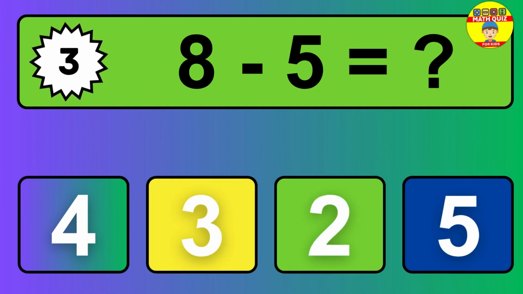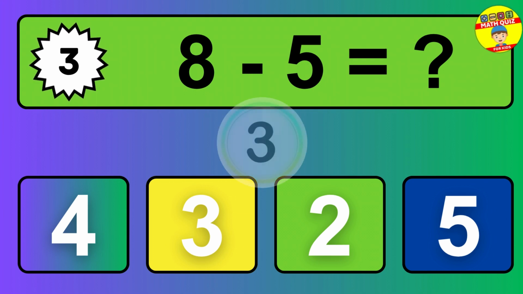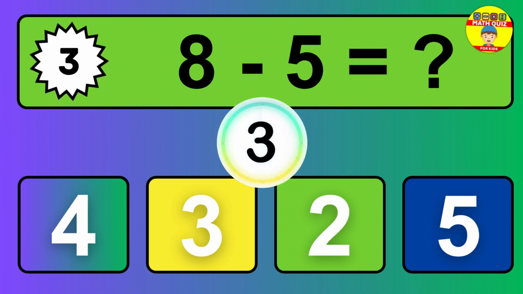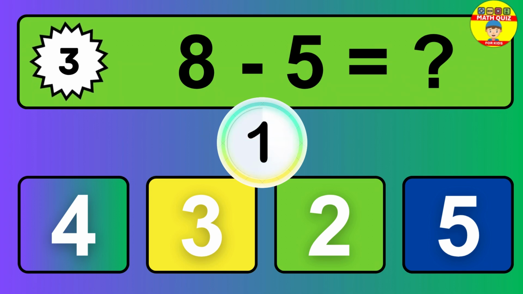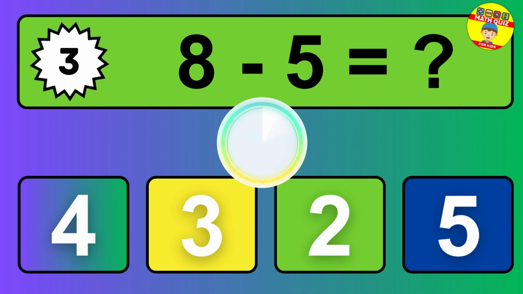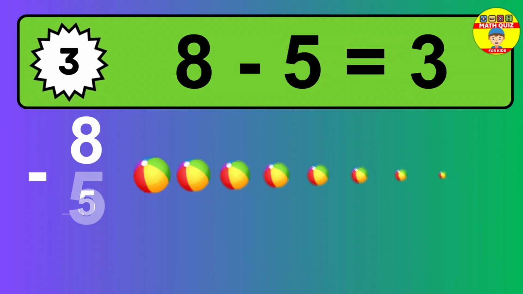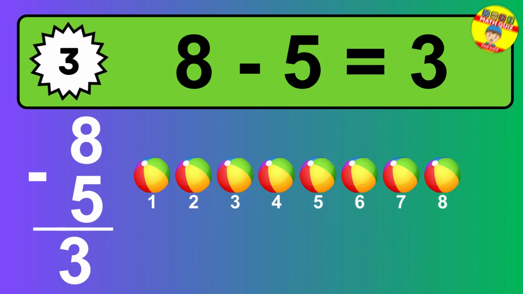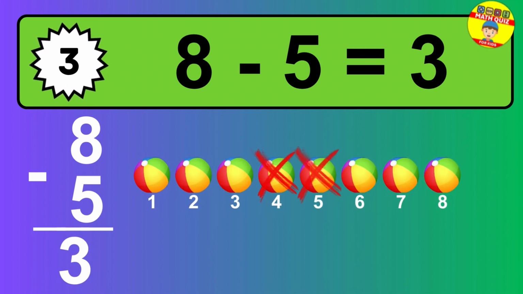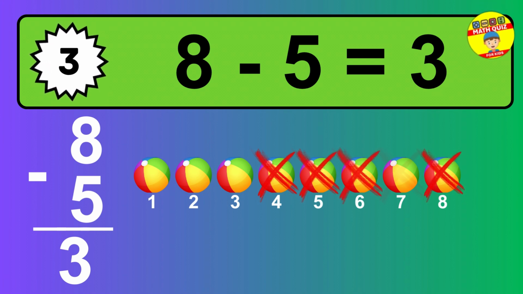Question 3. 8 minus 5 equals what? So, the answer is 8 minus 5 is 3. Let's count it. 1, 2, 3.